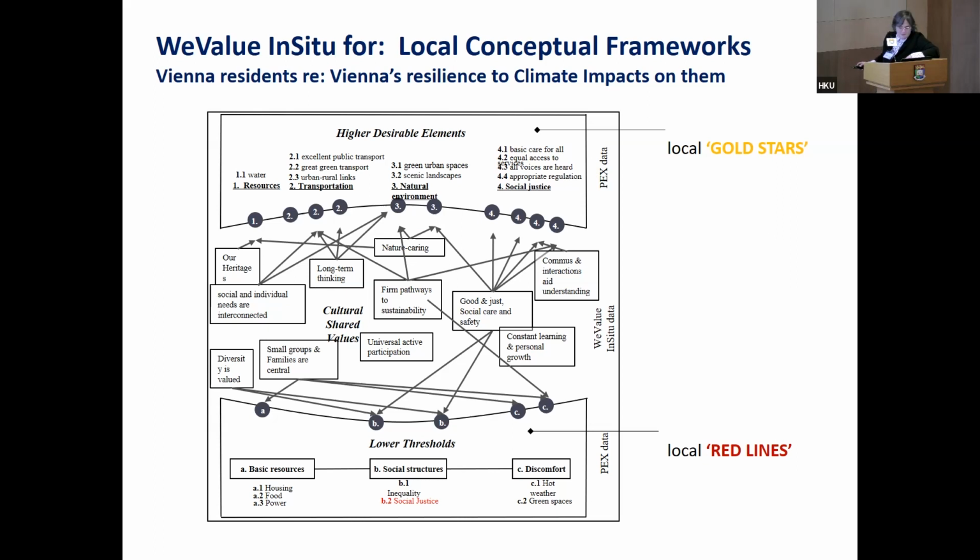What would make them leave is social justice. If they think the government's making decisions that are not fair for migrants, not fair for poor people, they will leave in disgust and go and live in another town. This is so strong that they are constantly judging the nature of the governance. The things that make them want to stay are green urban spaces. Vienna has lots of nice parks, and it's got fantastic public transport, and these are really big reasons they would stay. They are gold stars, and those are the red lines.